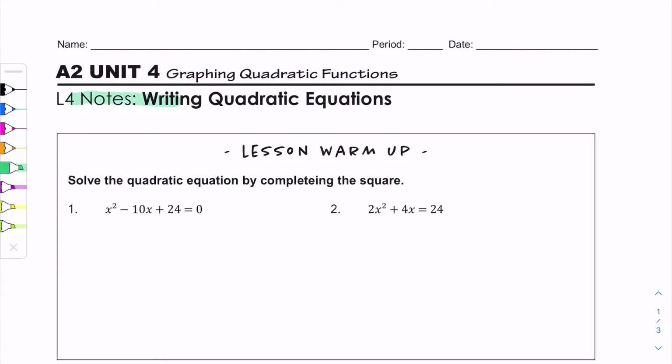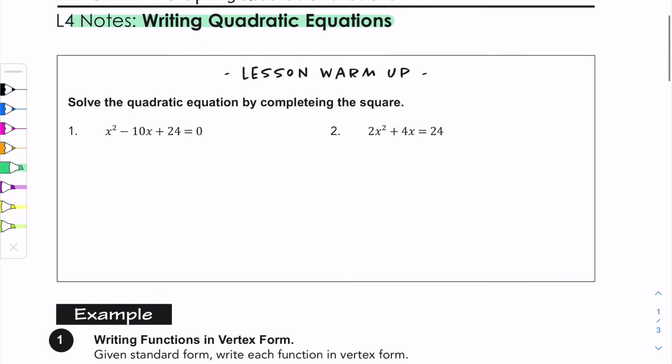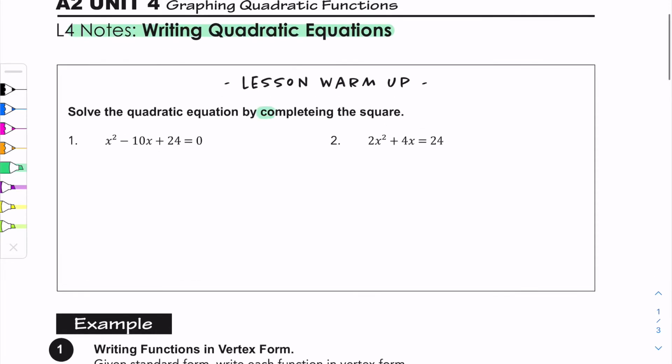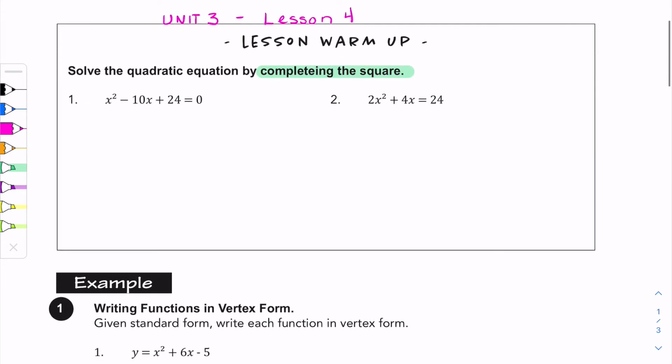Lesson 4 notes, writing quadratic equations. When we're writing quadratic equations or converting between standard form and vertex form, we're going to have to use the method for completing the square, which we learned last unit. If you want to look back at your note sheet, this was taught in Unit 3, and it was Lesson 4. But right now we're going to go through these two examples.